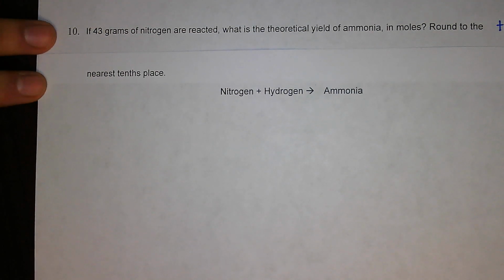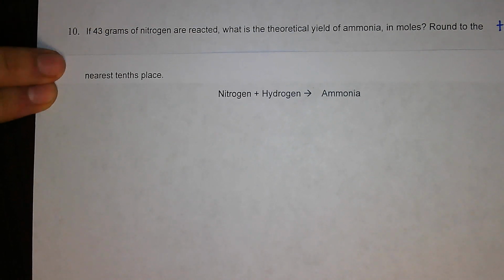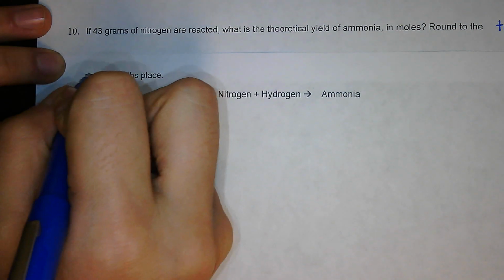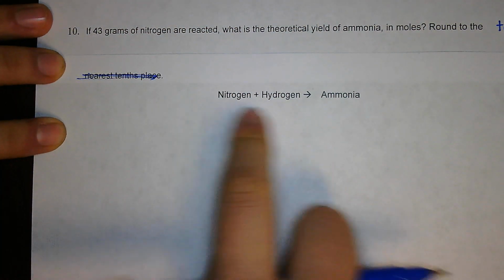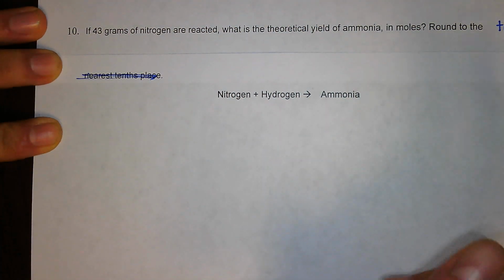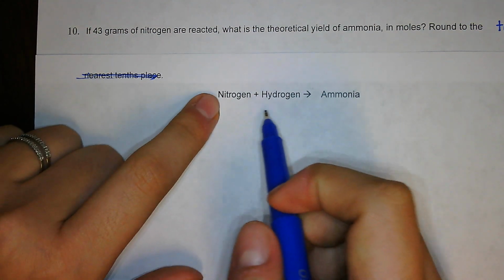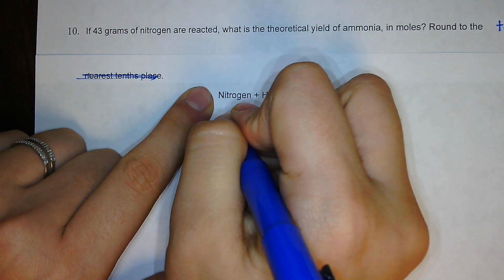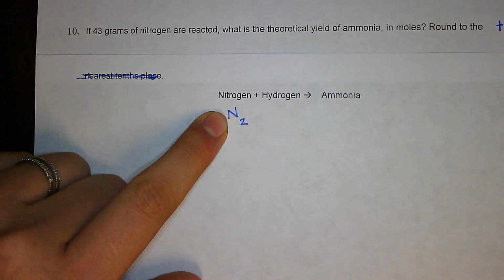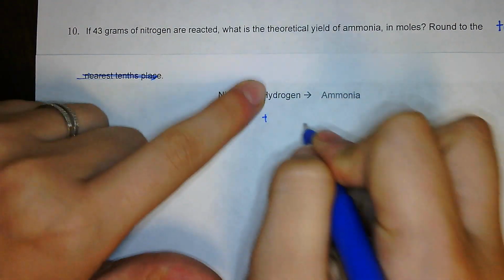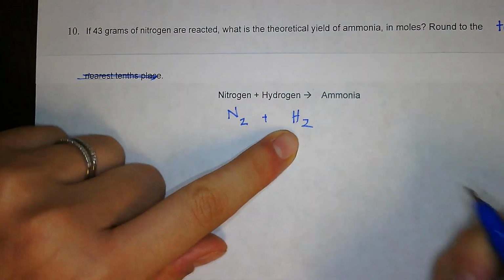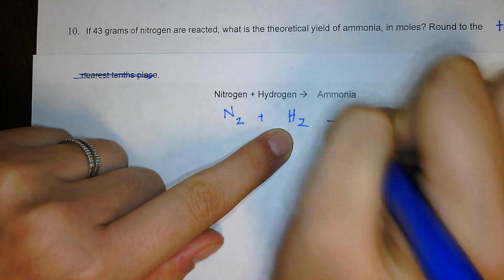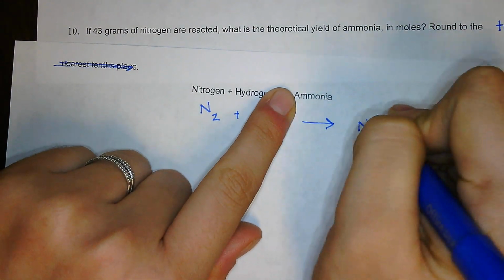Alright guys, last but not least, one example of the hardest problem. This is only the hardest problem just because they don't give you the equation, they give you the words of the equation, so you have to actually find out the element symbols and then balance it. Okay, so nitrogen I know is a diatomic molecule, so it's N2, plus hydrogen I know is a diatomic molecule, so H2, makes ammonia. I know that ammonia is NH3.